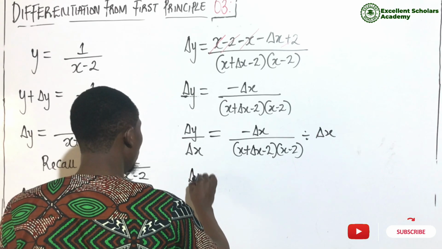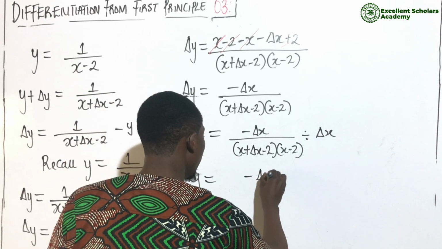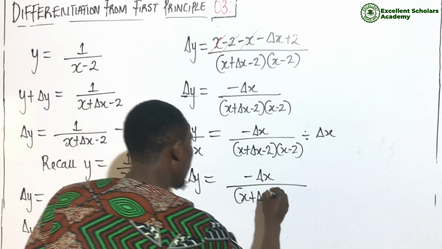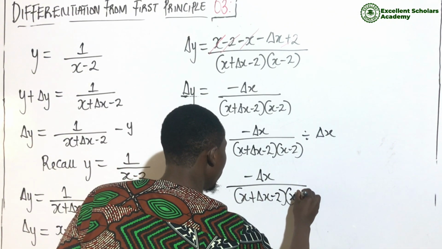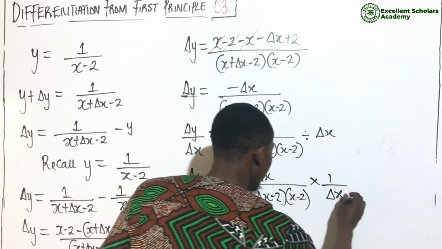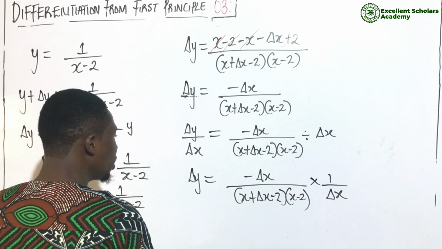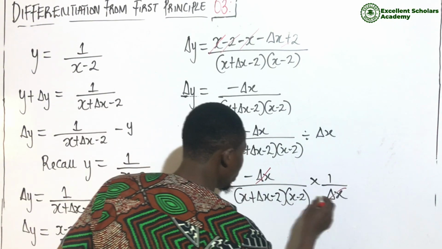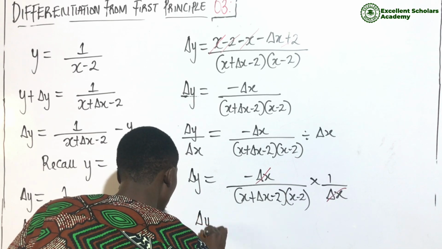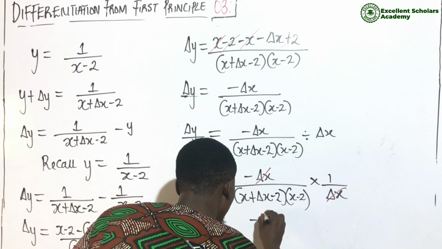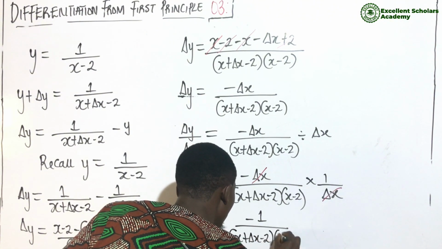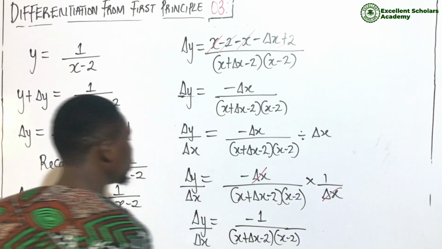It becomes change in y over change in x equals minus change in x over x plus change in x minus 2 into bracket x minus 2 multiplied by 1 over change in x. Now, if you watch it clearly, change in x takes away change in x here. Okay, so you're going to have change in y over change in x to be equal to minus 1 over x plus change in x minus 2 into bracket x minus 2.